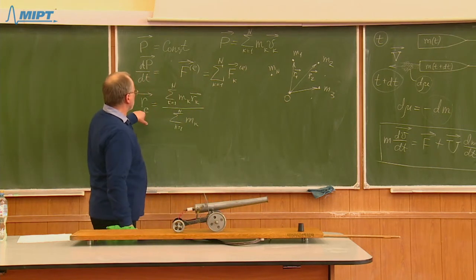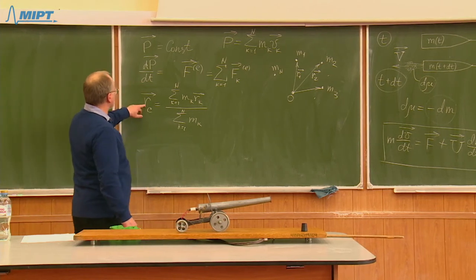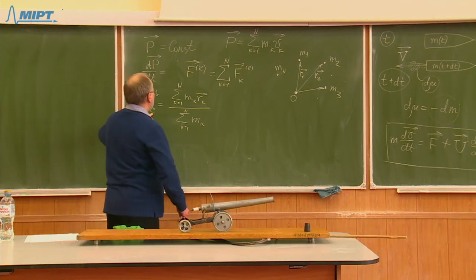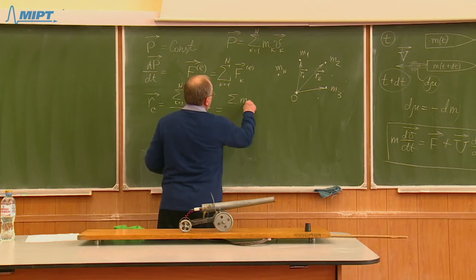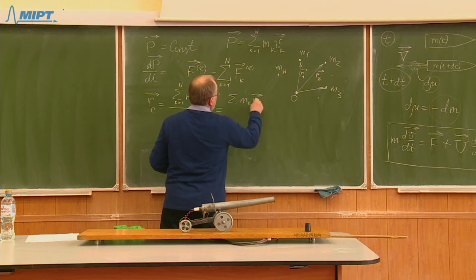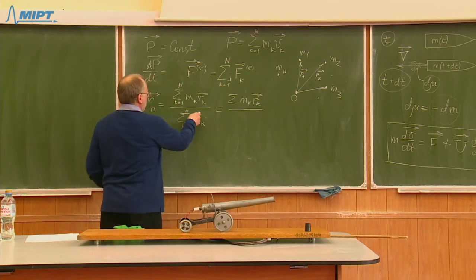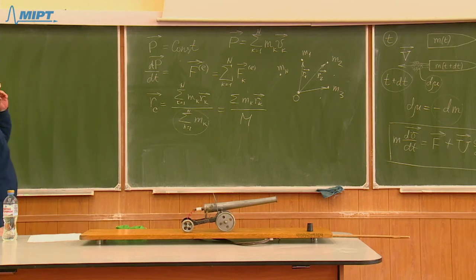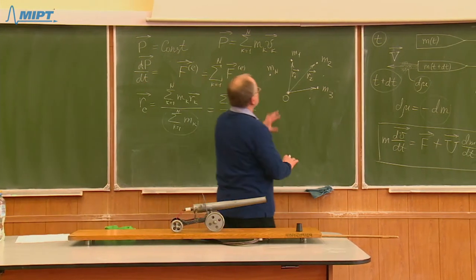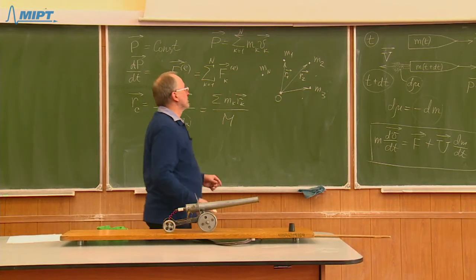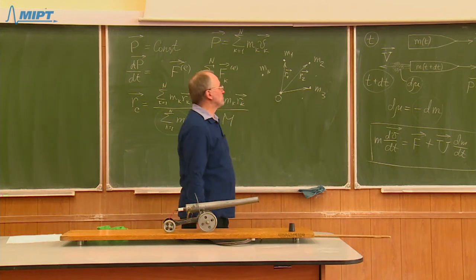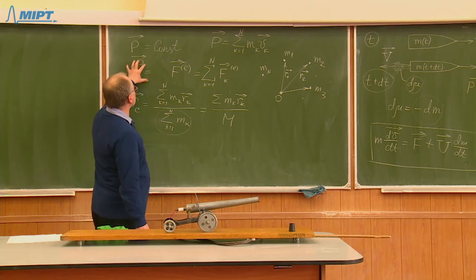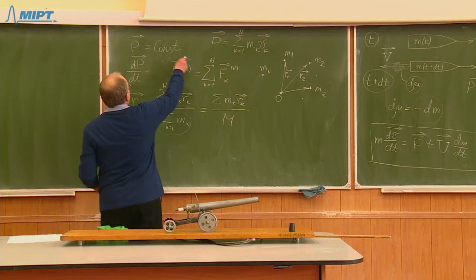And so we introduce such a vector, which is called the radius vector of the center of mass of the system of bodies. What is it? It's the sum of all terms like mk rk, divided by the sum of all masses, which is the total mass of the system of bodies. All these bodies interact with each other and probably interact with some external bodies. So there are external forces and internal forces. And we have already proved that the internal forces cancel each other in this equation. They are not taken into account. Only external forces are important in this equation.